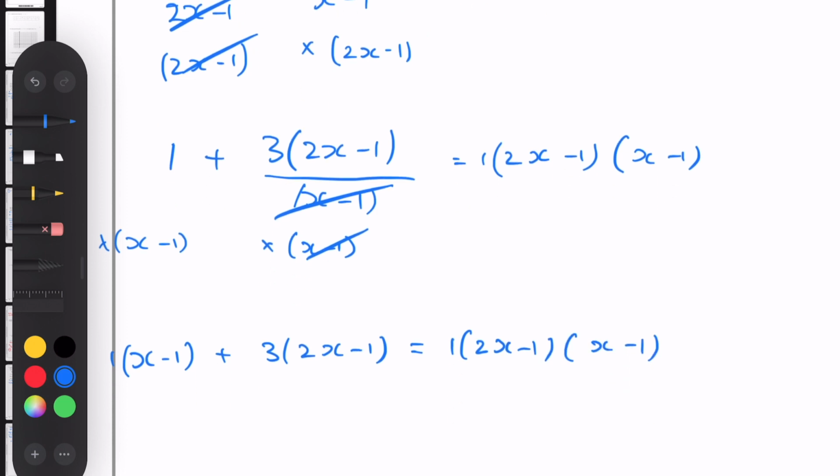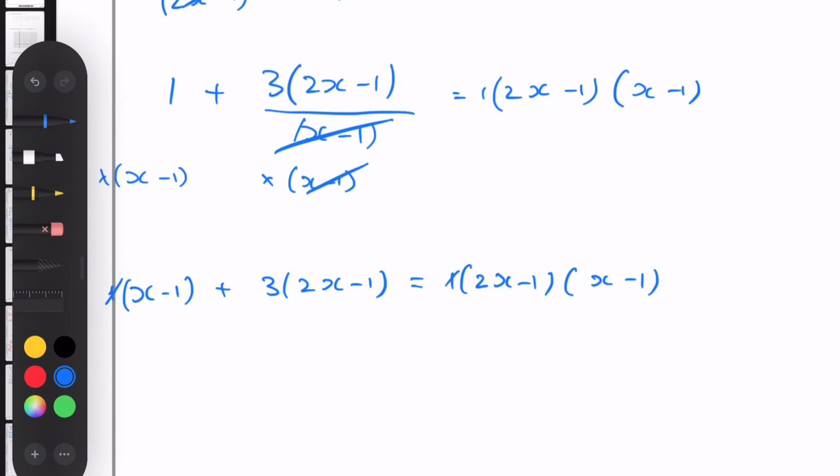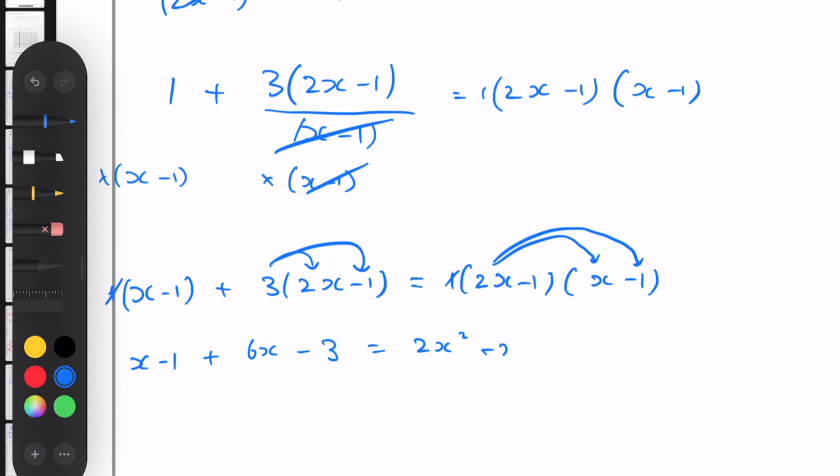And what happens is, because there's a 1 in front, it doesn't really matter, it just means you're timesing by 1, so you can get rid of those. And I would multiply out your brackets, so x minus 1 stays where it is, plus 3 times 2x gives you 6x, 3 times minus 1 gives you minus 3, equals, and this is a double bracket, so 2x squared, 2 times minus 1 gives you minus 2x, minus 1 times x gives you minus x, minus 1 times minus 1 gives you plus 1.